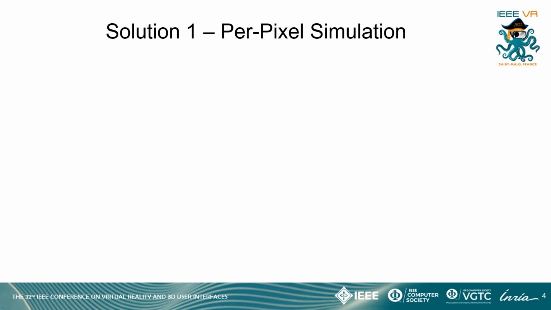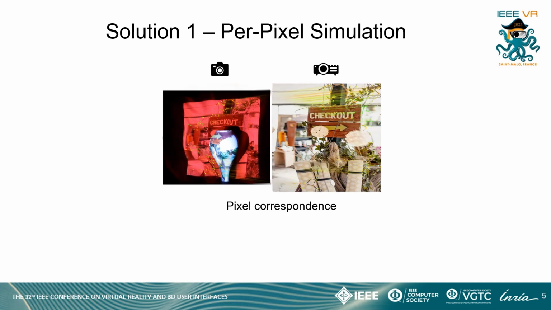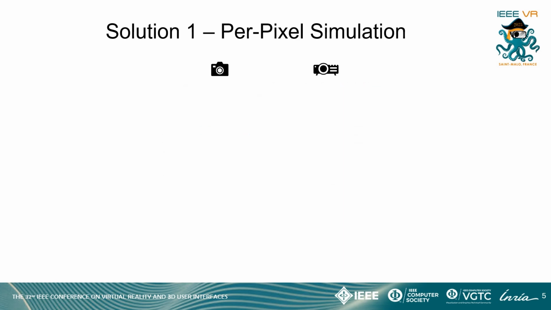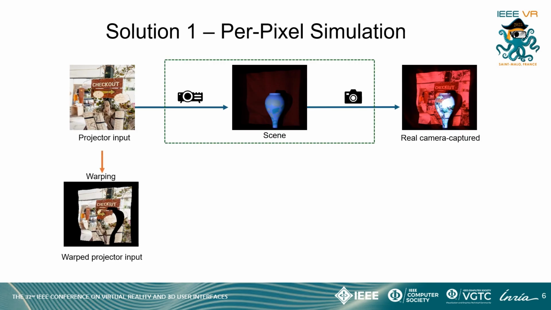A few research papers have already tried to simulate such project and capture process. The most straightforward solution is to per pixel simulate the ProCams. This usually involves first calibrating or estimating the pixel correspondences between the projected pattern and the camera-captured image. Then, using this correspondence, warp the projector's perspective to align with the camera's front of view.